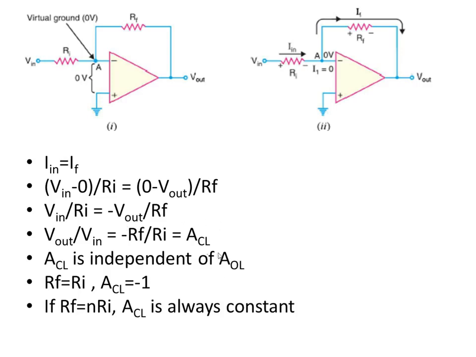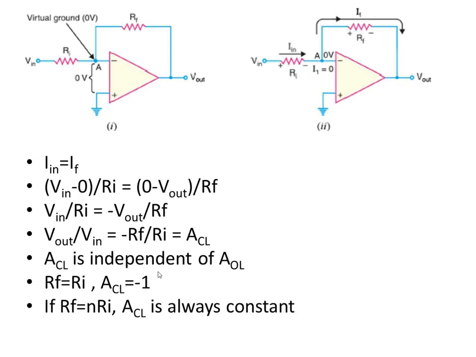So the closed loop gain of an op-amp inverting amplifier is minus RF by Ri, which is the ratio of the feedback resistance to the input resistance Ri. One thing is that it is independent of the open loop gain. In this equation, there are no terms containing the open loop gain. The closed loop gain only depends upon the values of RF and Ri. And if we take RF equal to Ri, then ACL will be minus 1.